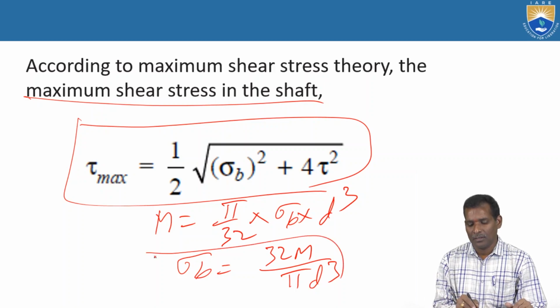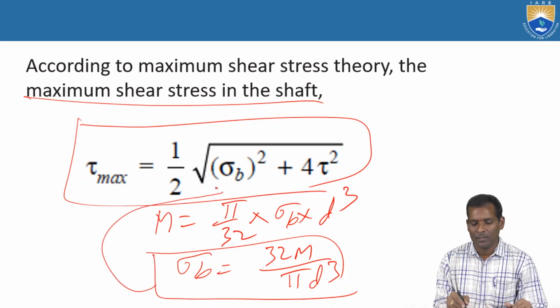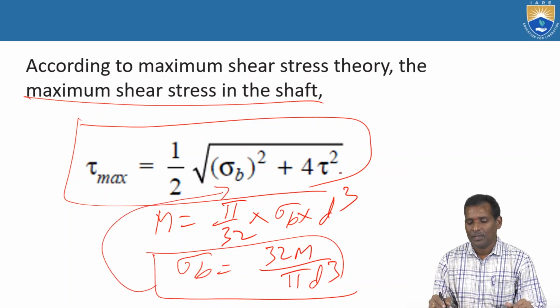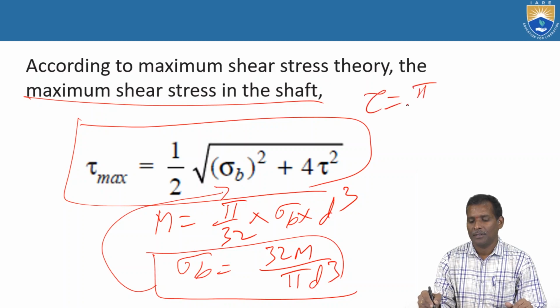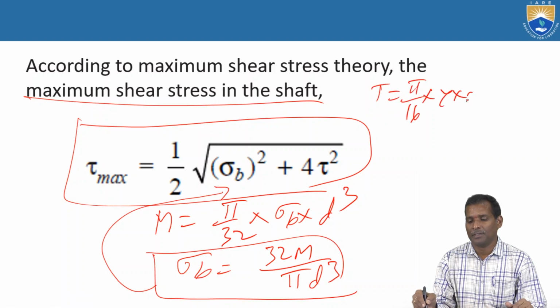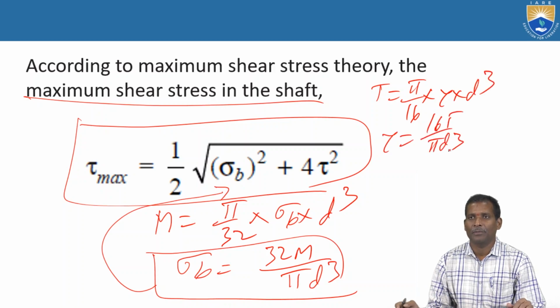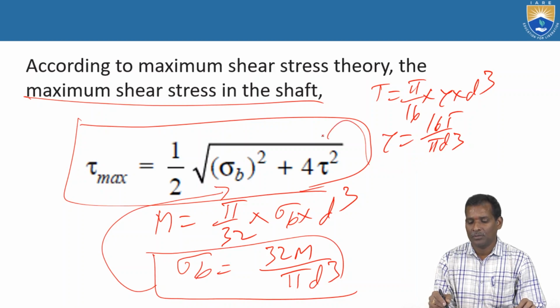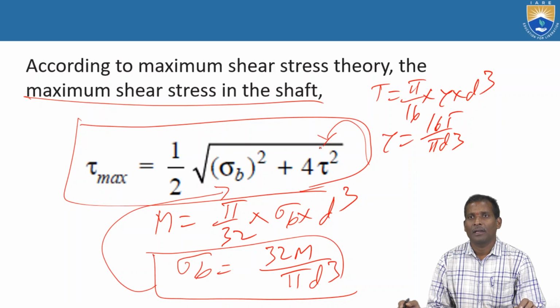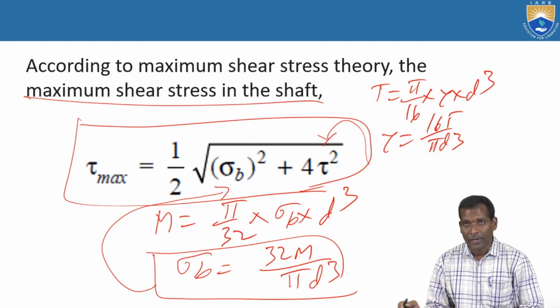Now substitute this sigma b value in this equation, and the shear stress: T is equal to pi by 16 shear stress into d cube. So shear stress is equal to 16T by pi d cube. Now substitute these two values in this and calculate the final diameter.